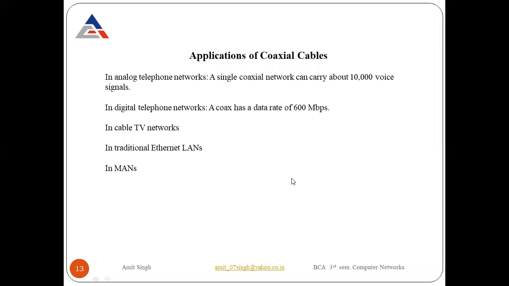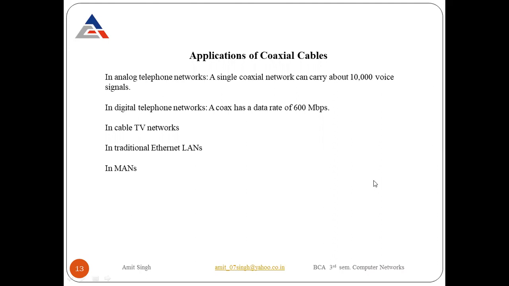Next, we have the applications of coaxial wires. In analog telephone networks, a single coaxial cable can carry about 10,000 voice signals. What it means is that at the same time, this wire is able to send 10,000 voice signals from one end to the other end. This can happen whenever we are using this wire in telephone networks. Clear? In digital telephone networks, a coaxial cable has a data rate of 600 Mbps. What it means? 600 megabits per second. It is able to send 600 Mbps.